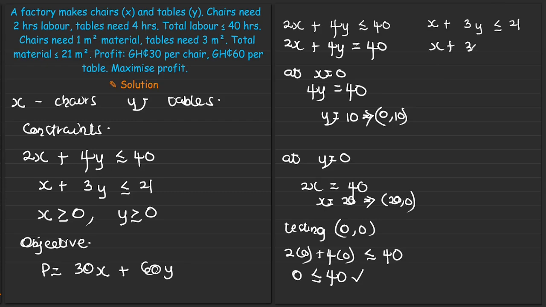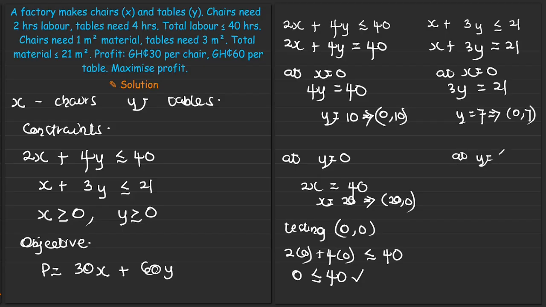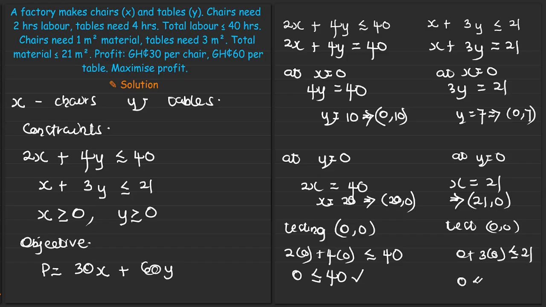So we have x plus 3y equals 21. So with that, at x equals 0, we have 3y being equal to 21. Then our y will be equal to 7. So that gives us the point 0, 7. Then at y equals 0 as well, we have x being equal to 21. That is straightforward. So that gives us the point 21, 0. So we now test with 0, 0. So at 0, 0, we get 0 plus 3 into bracket 0, which is less than or equal to 21. That gives us 0, which is less than or equal to 21. And that is also true. You see. So with all these, we can get our boundary line and then the feasible region, and we continue from there.